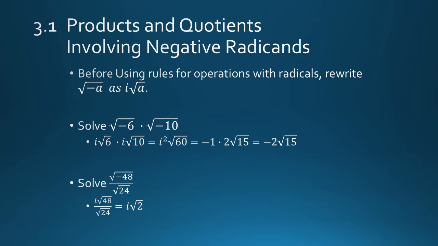Okay, again, we pull out the i, and we have i square root of 48 over the square root of 24. When you have a square root on top of a square root like this, you can go ahead and divide them. 48 divided by 24 is 2, so we have i times the square root of 2.